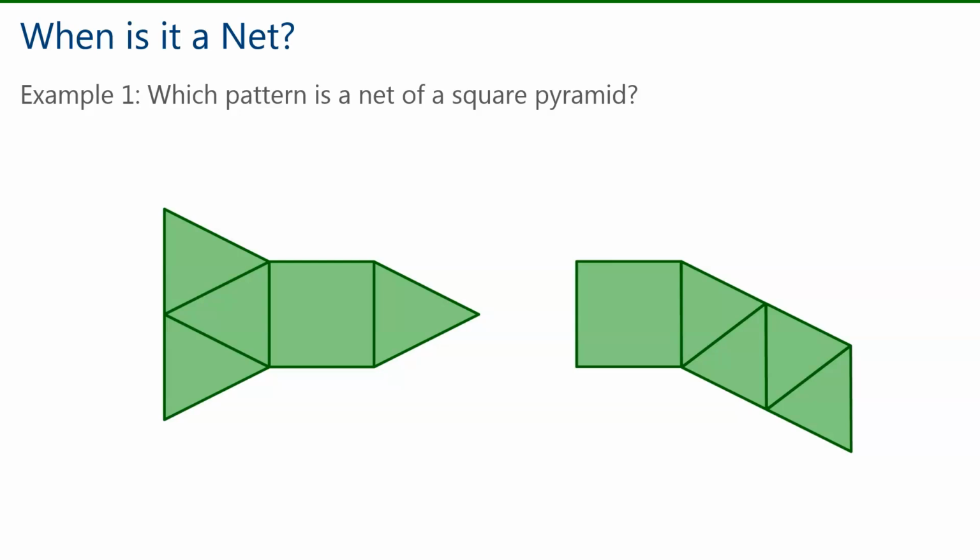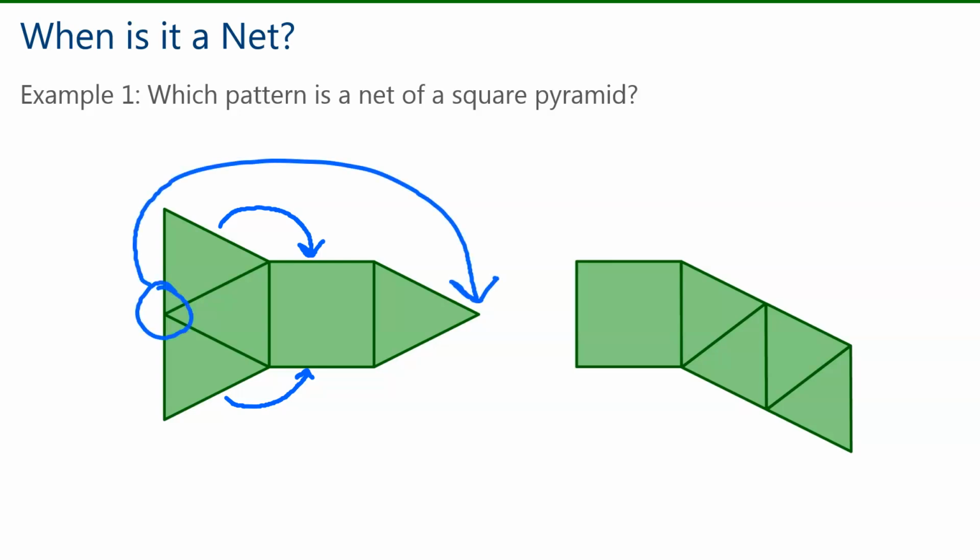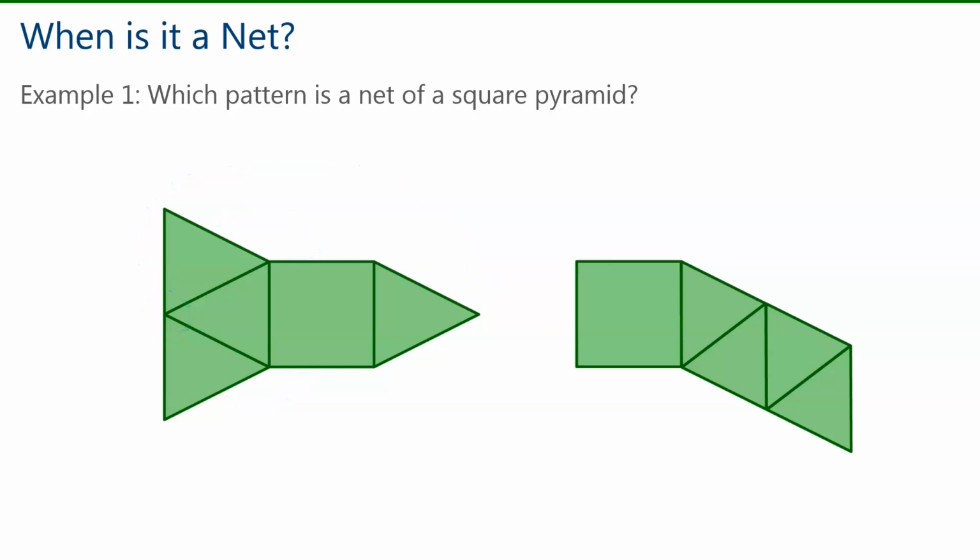If we look at the first pattern on the left, we can see that the top triangle will touch this side, and the bottom triangle will touch here. And it appears that these vertices over here will meet the vertex of this triangle on the right. In the second pattern, it looks like this triangle will meet here, and the far triangle will meet this side. However, that leaves this side open, and there appears to be a hole in the object.